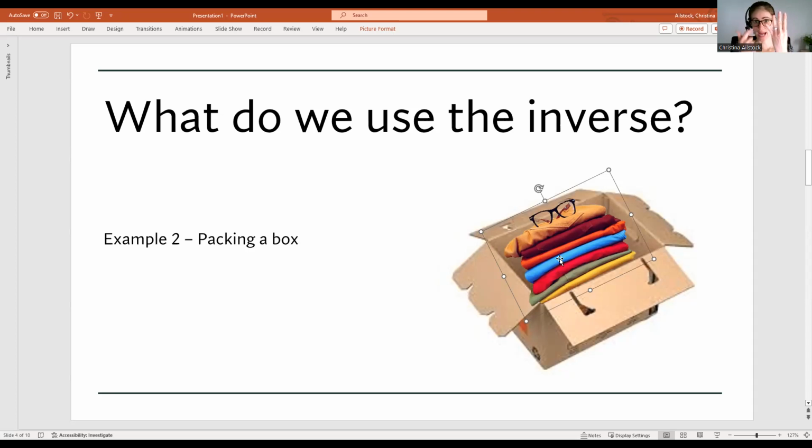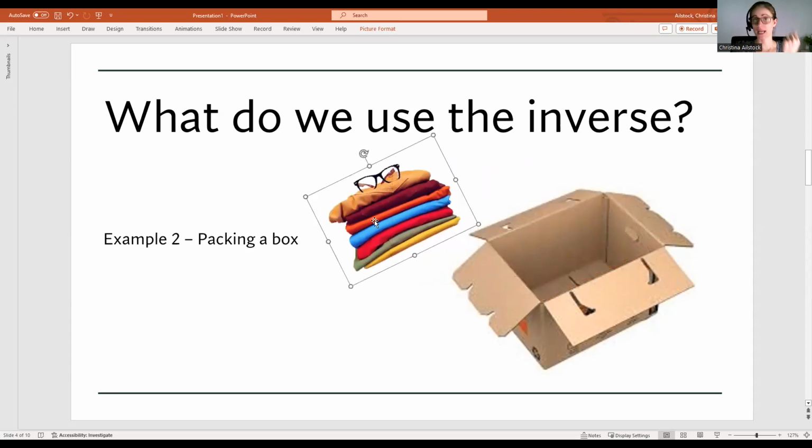Now, if we're going to unpack, it's all going to be backwards. First, we got to cut it open. We got to remove that tape. Then we take the glasses off the top. Then we take the clothes out. And now we have an empty box. So that's another reason why we do the inverse, is because we're undoing things. So it's now going to be in that opposite order of the way we started.